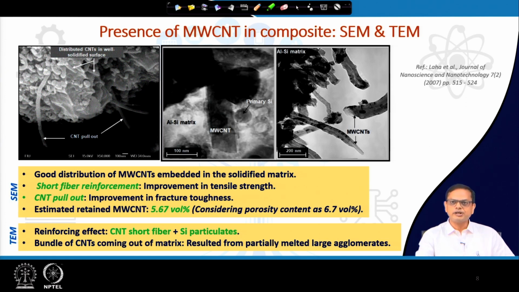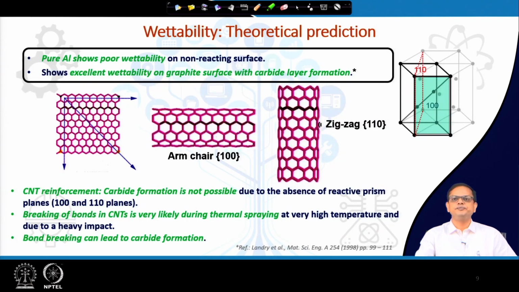All right. Now, our aim is actually to understand the interface. Now, pure aluminum shows poor wettability on a non-reacting surface. Okay. For example, if you remember when I was talking about wetting angle hysteresis, where we showed that when you have a graphite surface on which an aluminum droplet sits, initially it shows very poor wettability, or the wetting angle is extremely high, in the range of 150 to 160 degrees.